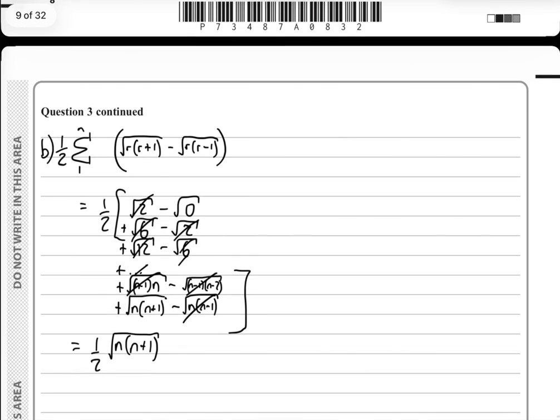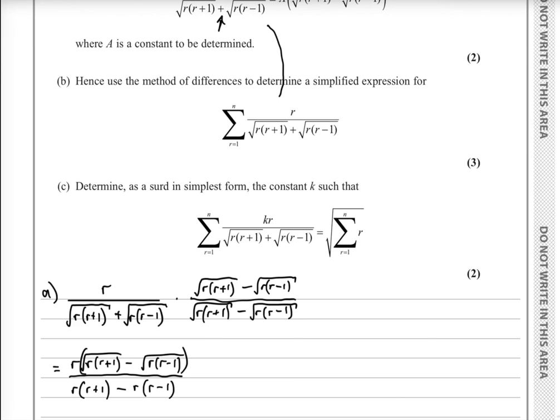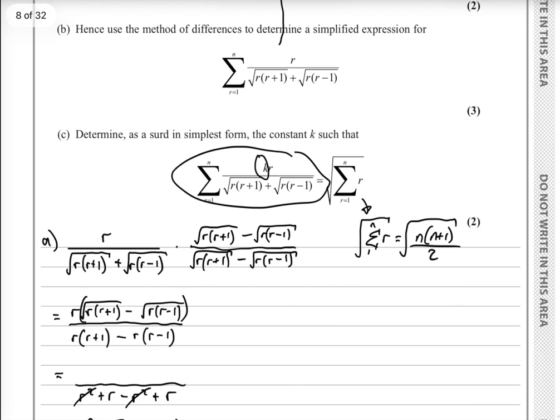And that's it. That is a simpler answer than usual in a question like this. Part C, determine as a third in simplest form the constant k such that this thing, where we're multiplying by k constant, is equal to the square root of the sum of just r. Now the sum of just r, this is one that you might simply know. The sum of r from 1 to n is equal to n times n plus 1 over 2. So the square root of that is the square root like that. Oh, which I think pretty much gives us our answer.